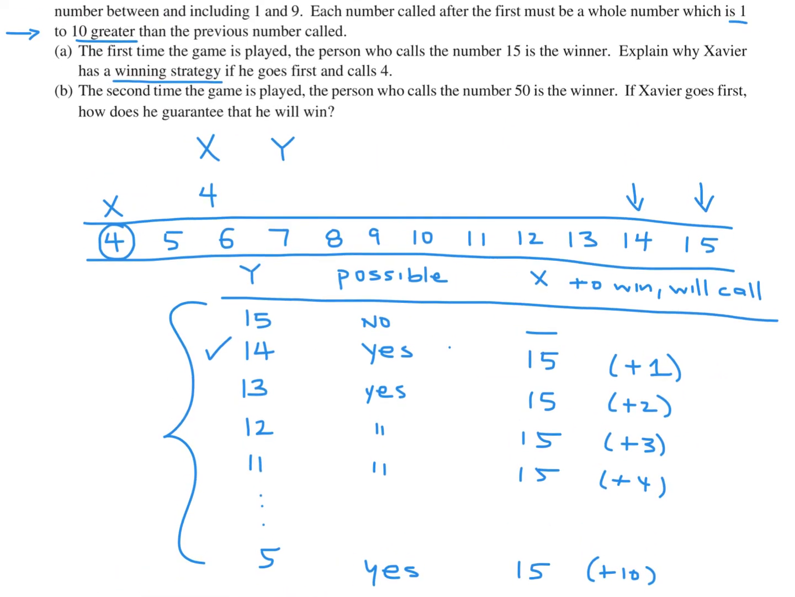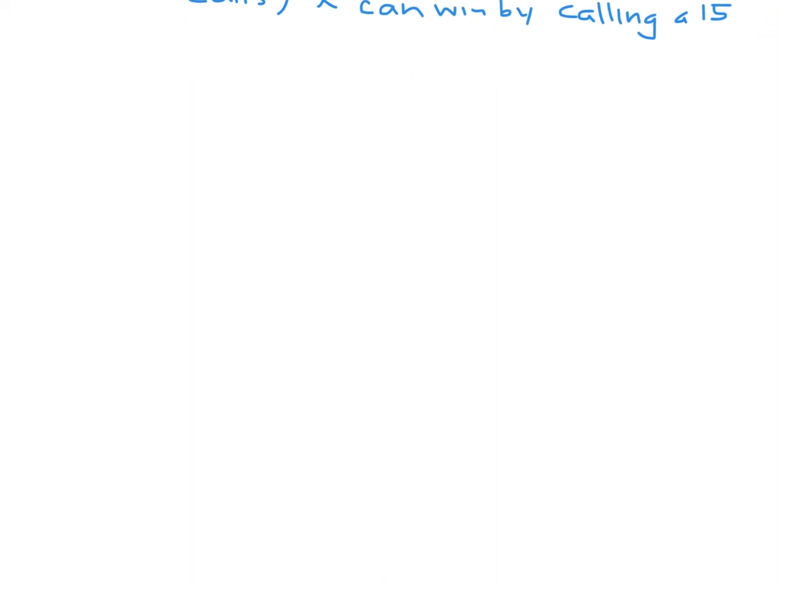Part B, the second time the game is played, the person who calls the number 50 is the winner. If Xavier goes first, how does he guarantee that he will win? Okay, so this is where they use the word guarantee. So let's see what we have here. So the same kind of story, really, and what I originally looked at was the fact that you really have to just use the strategy we just created. You understand what I mean?